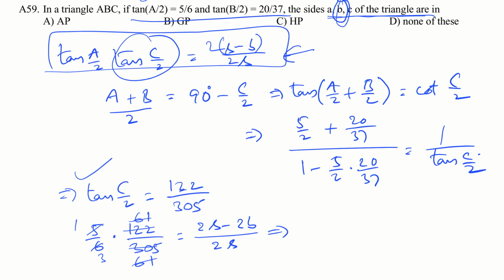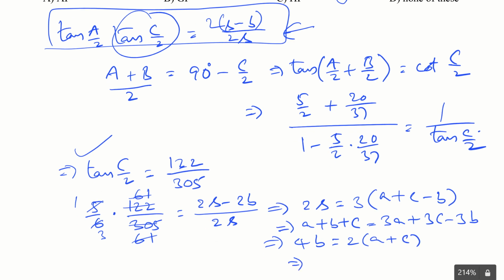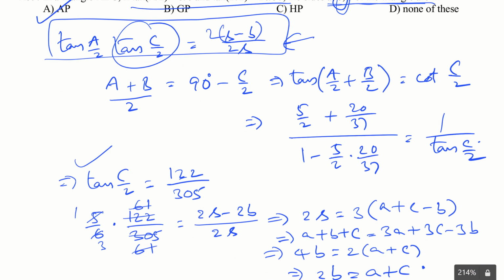So taking cross multiplication, I have 2S is equal to 3 times (2S minus 2B), which is nothing but (a plus c minus b), and 2S is nothing but a plus b plus c, is equal to 3a plus 3c minus 3b. From this I am getting 4b is equal to 2 times (a plus c), or I have 2b equal to a plus c. That means a, b, c are in AP. Let's go to the next problem.